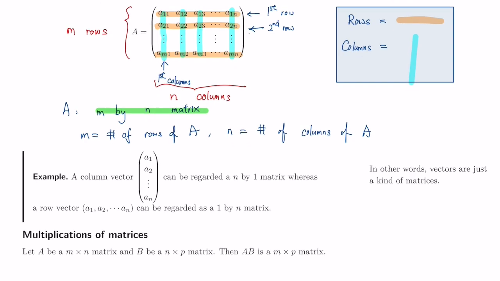There are two basic examples of matrices that we have seen last time, because vectors are really a kind of matrix. For example, a column vector can be regarded as an m by 1 matrix. Whereas a row vector, a1 to an, can be regarded as a 1 by n matrix. In this way we can regard vectors as a special kind of matrices.